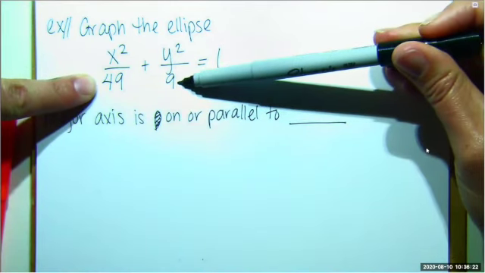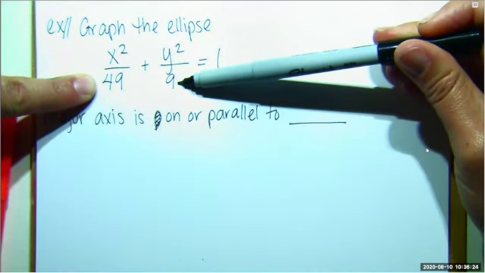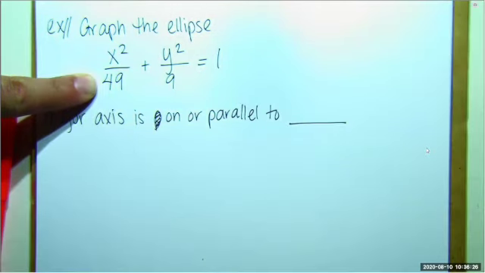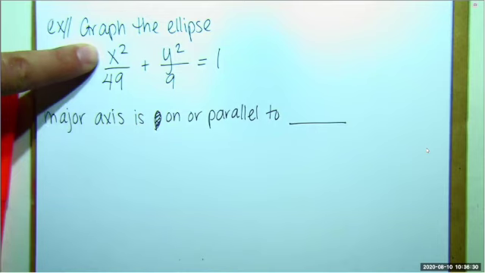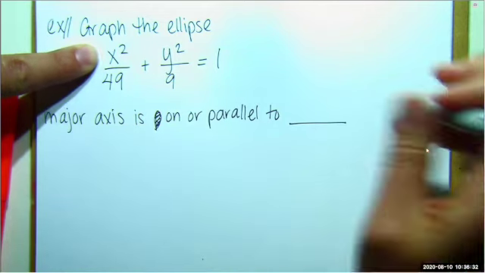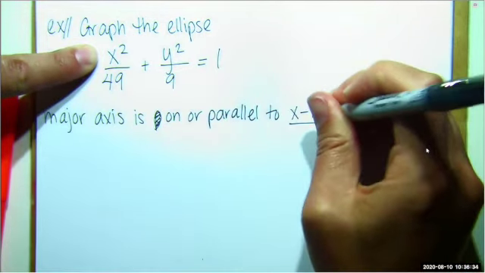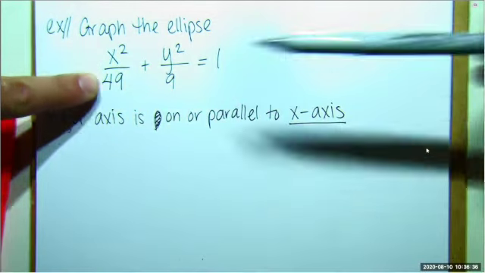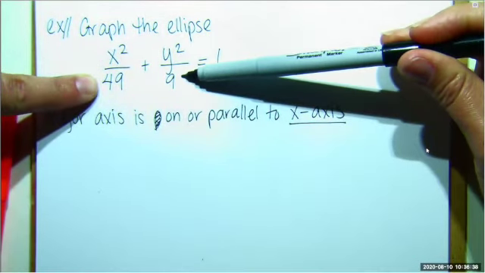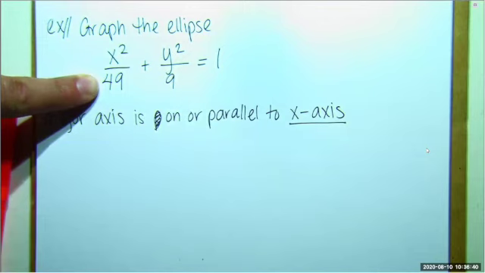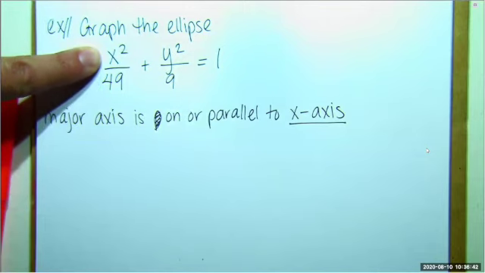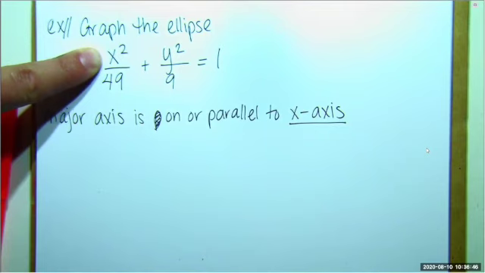We look at these numbers in our denominator, and we ask ourselves which one's larger. Obviously the 49, that's larger than the 9. The 49 is under the x, so that means the major axis is on or parallel to the x-axis. Again, we look at our denominator, we see which number is larger. Here the 49 is larger, that's under the x. So that means that the major axis is on or parallel to the x-axis.